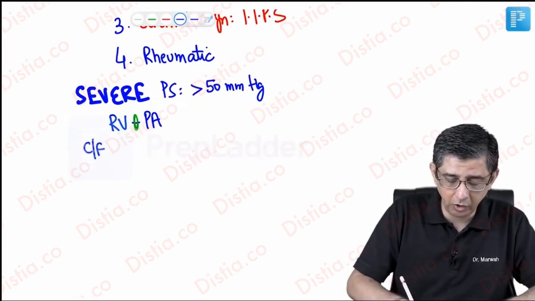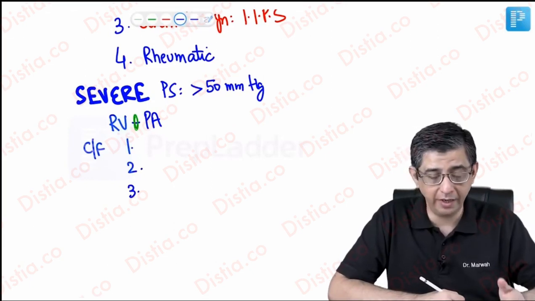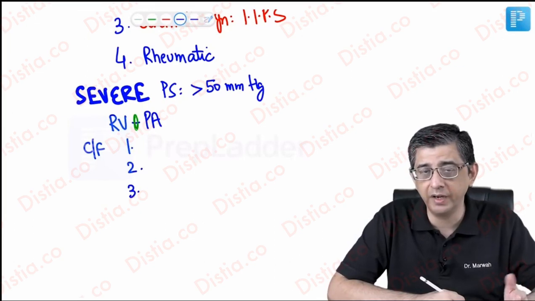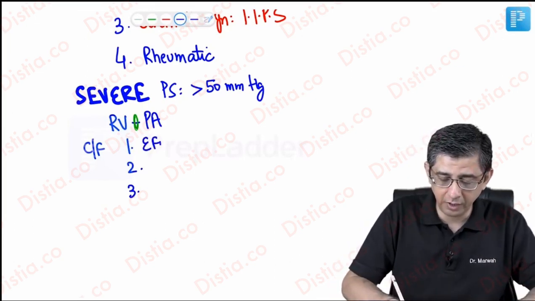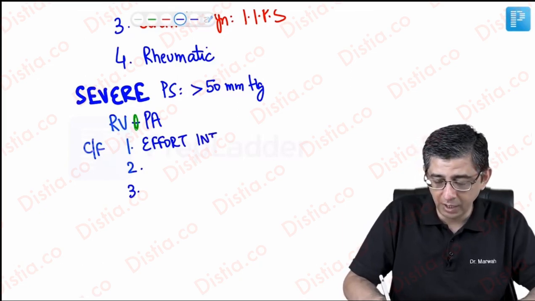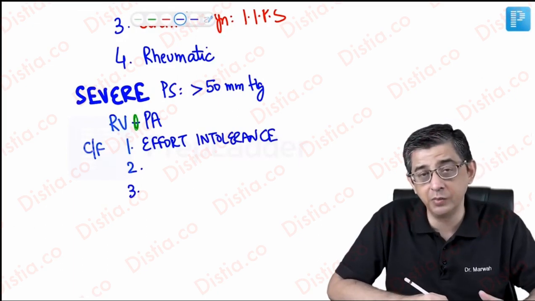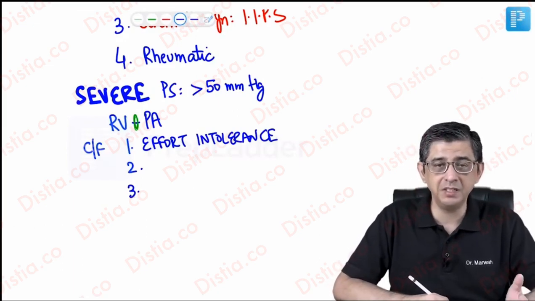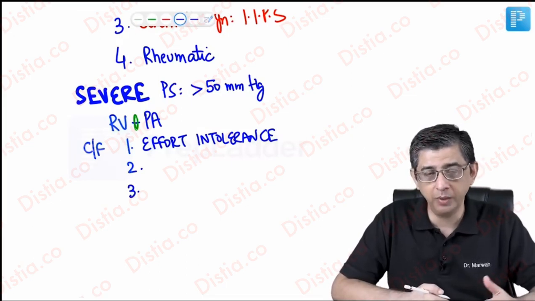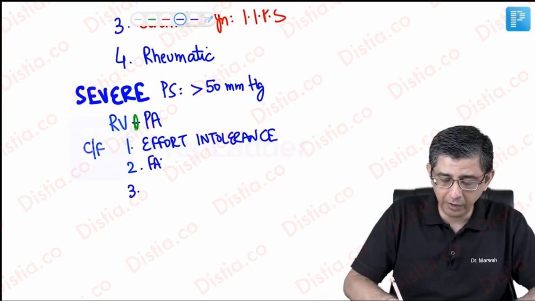So let's enumerate some of the common features that would be seen in these patients. The first feature will be that because the right side of the heart will not be able to effectively send blood to the left side, effort intolerance will come in. After all, if input is lesser, output will also be lesser. So when you read the question effort intolerance, you obviously start thinking in terms of a problem on the left side of the heart, but it is stemming ultimately from the right, because left and right are in sync. If the right has a problem, the left will also be affected. After effort intolerance, fatigue will be the predominant complaint.